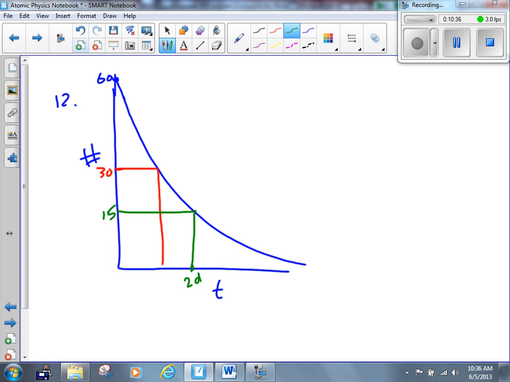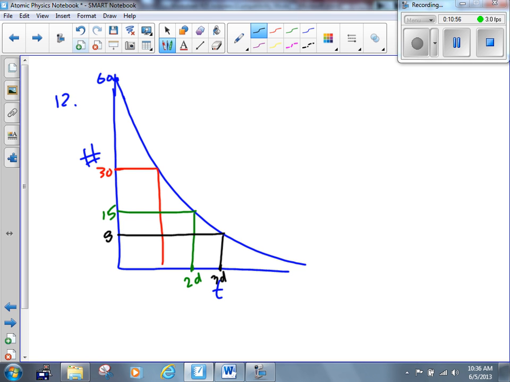How much remains after 3 half-lives? Well, the half-life here we said was 1 day. So how much would remain after 3 half-lives? How much remains after 3 days? Let's go up and over. And it looks to be about 8 remaining after 3 days.